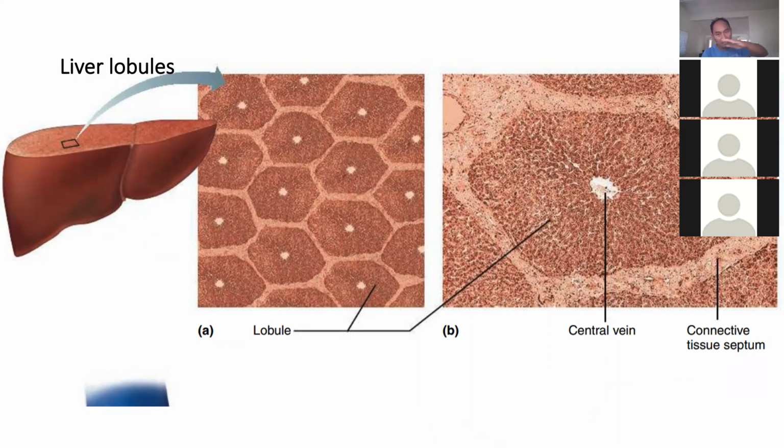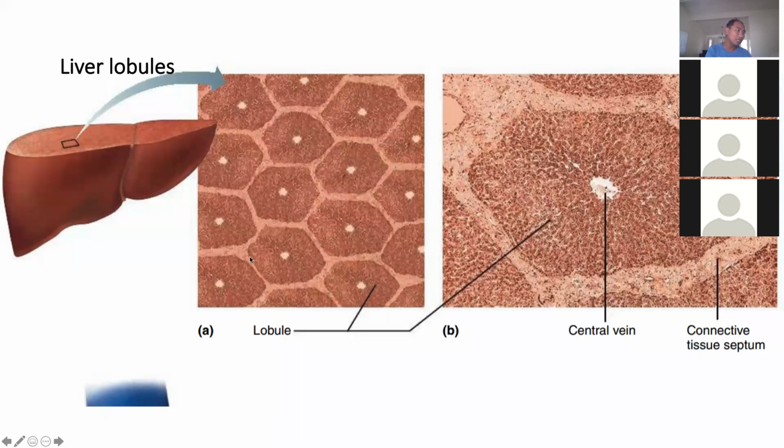So if we cut the liver, put it on the slide, prepare the slide, and look at it with the microscope, we will see multiple hexagonal shaped cells. These are what we call lobules of the liver.